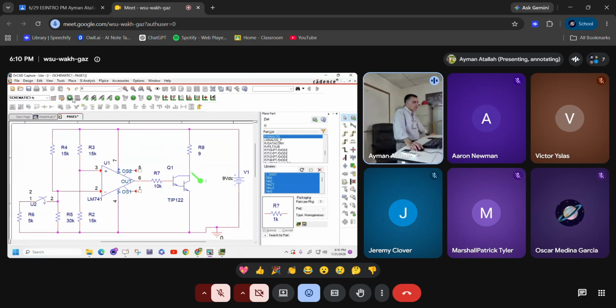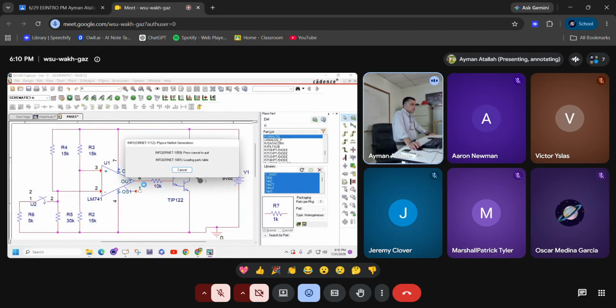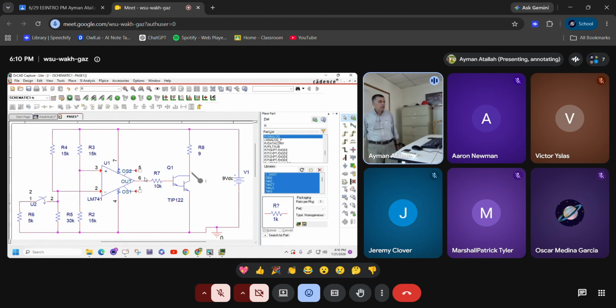Okay, so let me run the simulation again, and it will be the same. Here, 0 current, and here like 0.9 ampere. Mine's backwards. Backward, if this is connected to this and this is connected, so that's fine. It's okay. Can I see the other part?